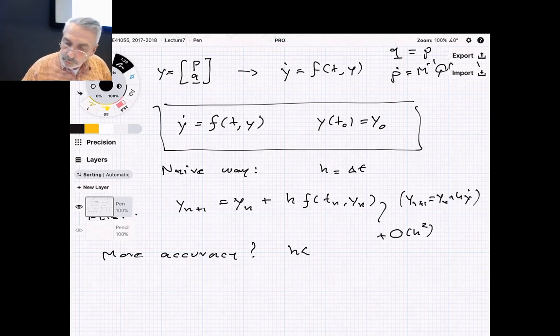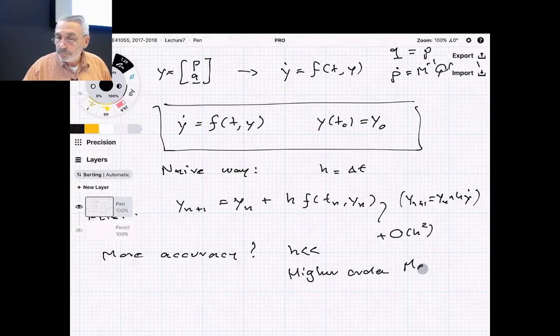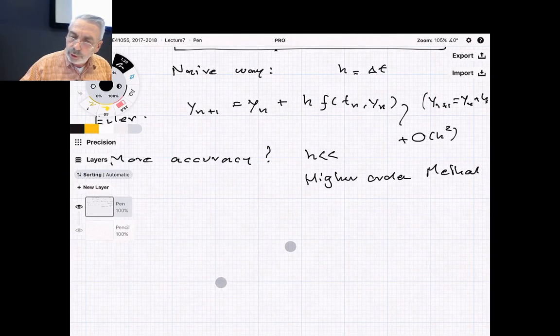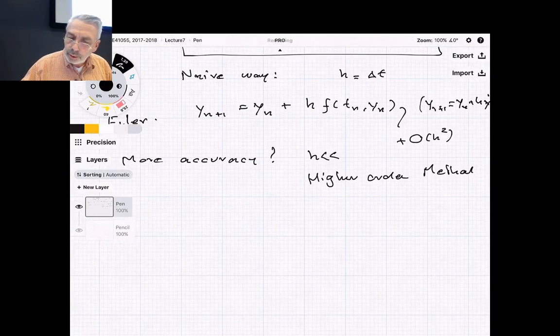Go back. Or a higher order method, as we say. Now, what is a higher order method? What do I mean by that? Well, there was a mathematician called Heun, and around 1895 he came up with the following plan.